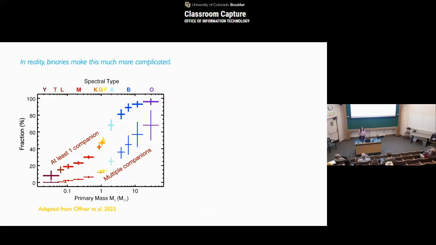But in fact, binaries make this a lot more complicated. For a long time, it was assumed that massive stars were just single stars going about their lives on their own. But in reality, most massive stars have a companion.